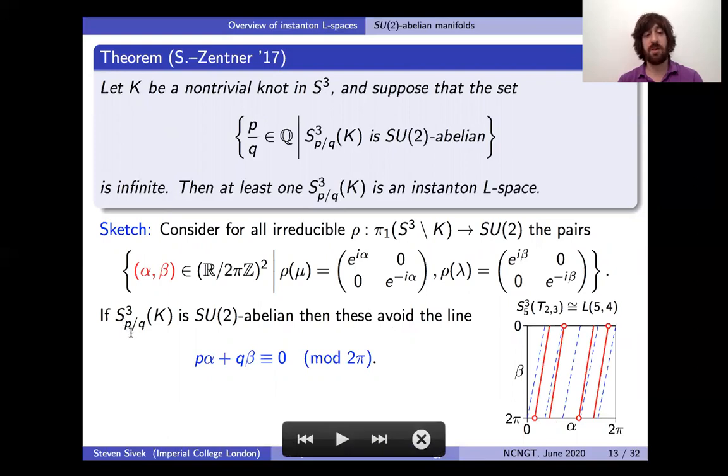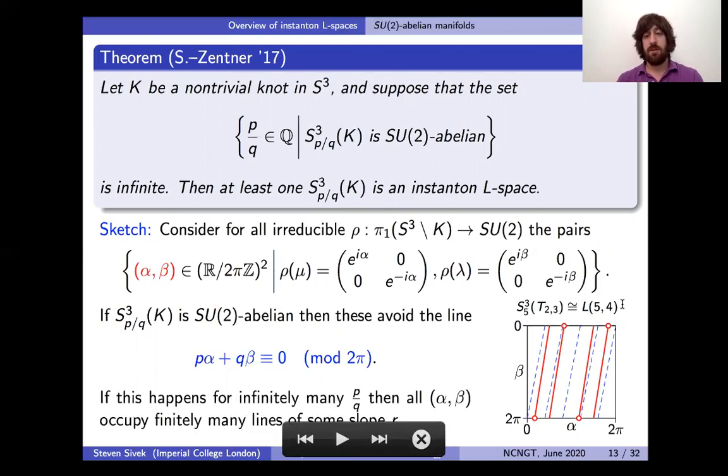So if P over Q surgery is SU2 abelian, then all of these red points here that correspond to representations of the knot complement have to avoid the line P alpha plus Q beta is 0 mod 2 pi. Because anytime you have a point on that line, it says that mu to the P, lambda to the Q goes to the identity. And so this descends to a representation of the surgered manifold, which if it were irreducible to begin with, then the representation of the surgered manifold is also going to be irreducible.